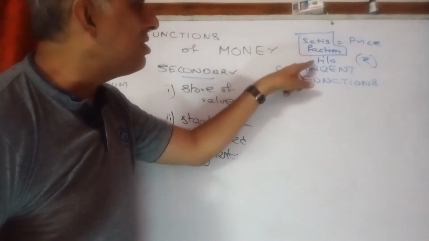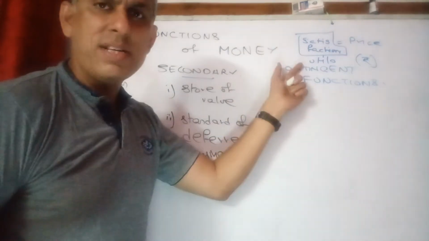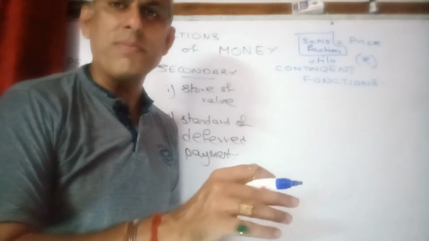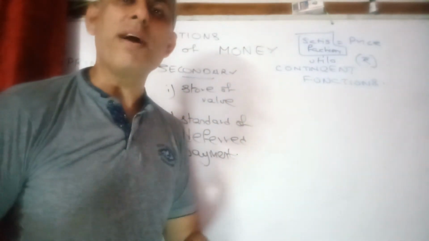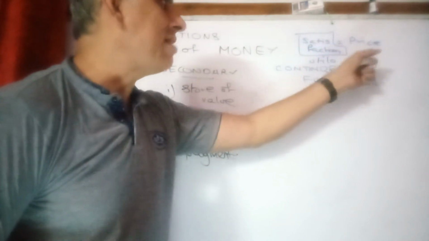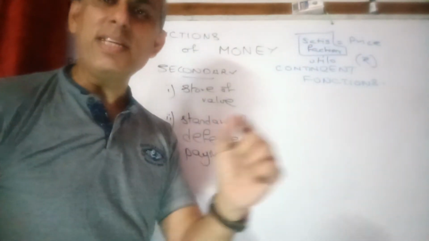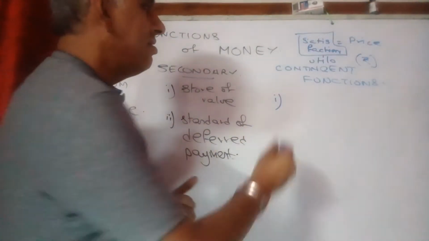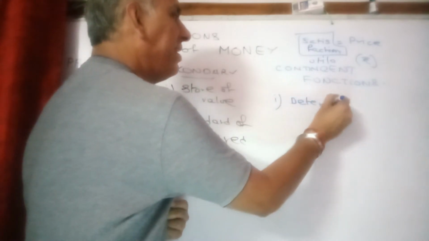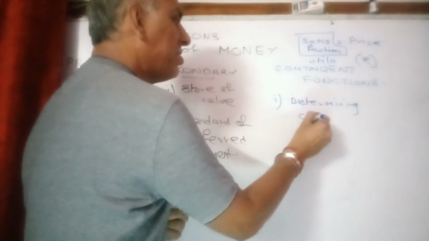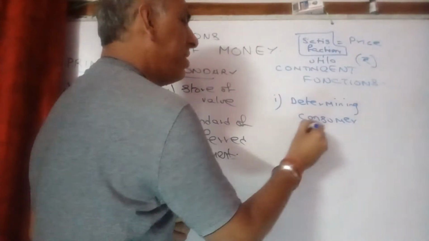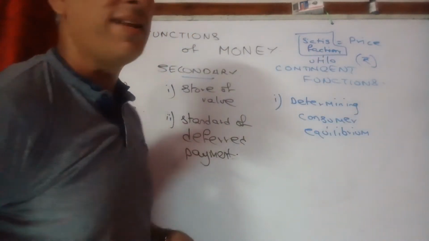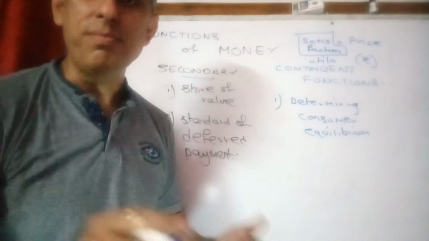Convert this satisfaction which is expressed in utils into rupees, and now rupees can be compared with rupees to get the consumer equilibrium. So, to have an equilibrium, you need to have common units not only on the price side but also on the satisfaction side. Now, that is what you call, if I have to say so, a contingent function of money, which helps in determining consumer equilibrium. How does it help in determining consumer equilibrium? By converting the satisfaction level expressed in utils into money.